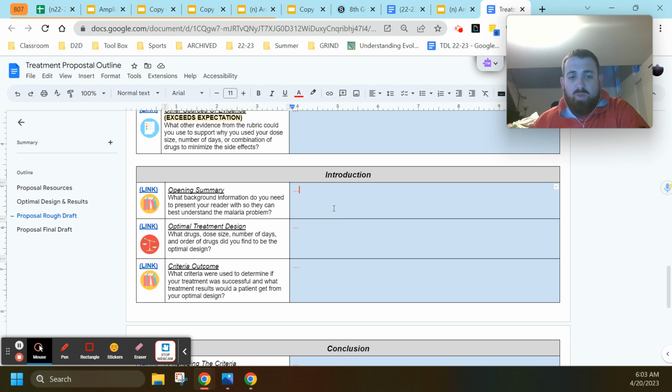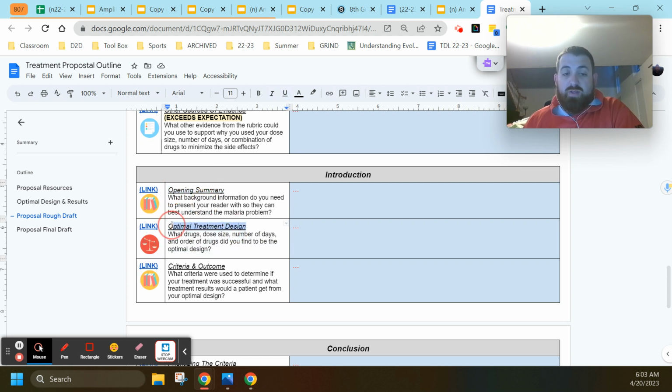So for your introduction, you need to have an opening summary. You need to explain the optimal design treatment and the criteria and outcome. So for the opening summary, what background information do you need to present your reader with so they can better understand the malaria problem? This is where you introduce what the problem is, what they need to know about malaria, and what you're trying to accomplish within your treatment. So summarizing what you were doing, what the problem is, and that sort of thing.